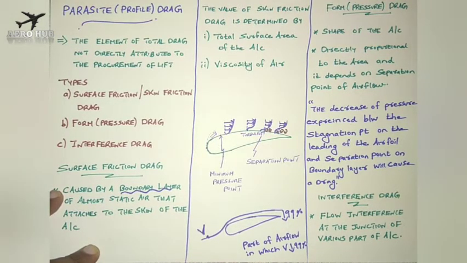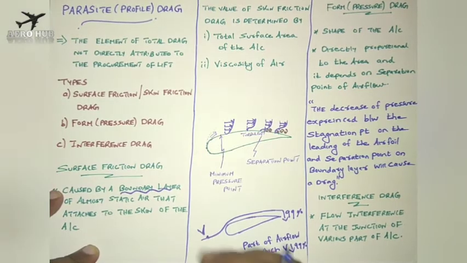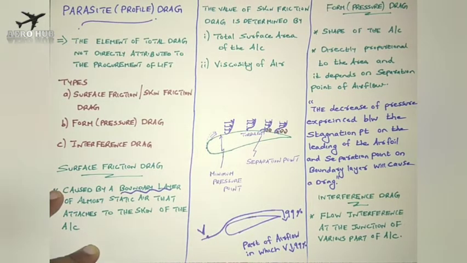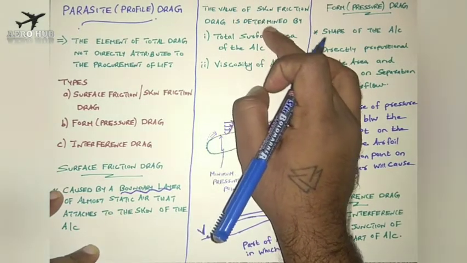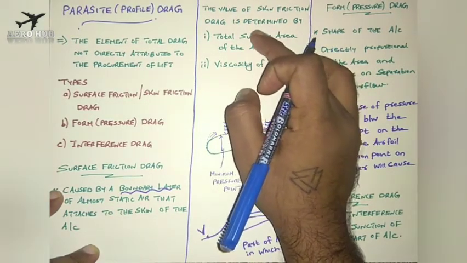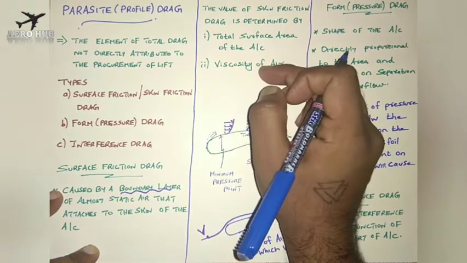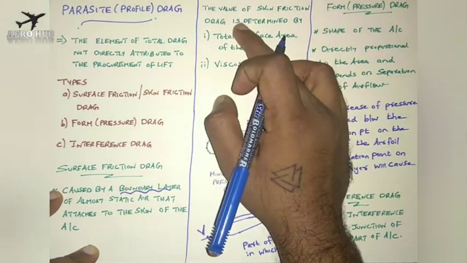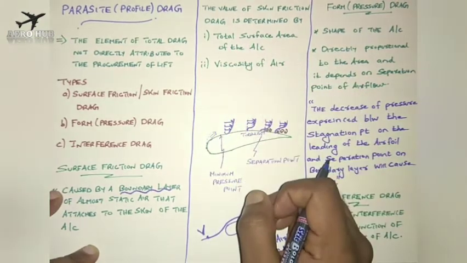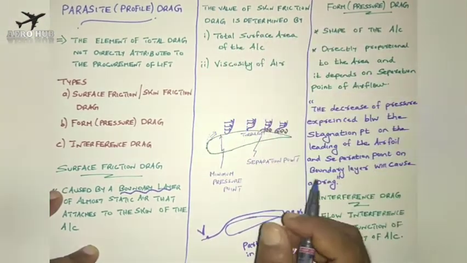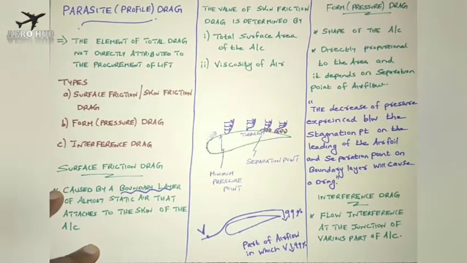That is called the boundary layer, and the surface friction drag is mainly due to the boundary layer. The skin friction drag depends upon the total surface area of the aircraft as well as the viscosity of air.